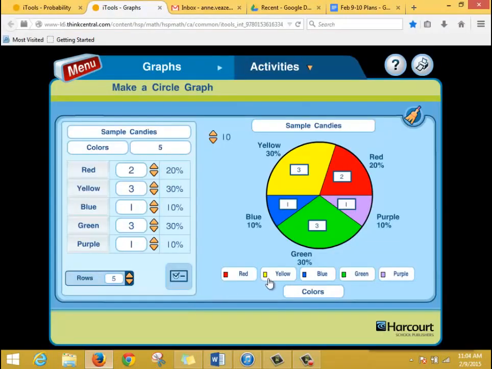Make sure when you're doing your circle graph that you just check your percentages and make sure that it all adds up to 100%.